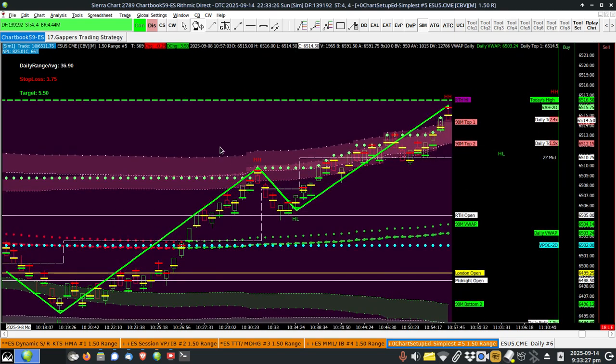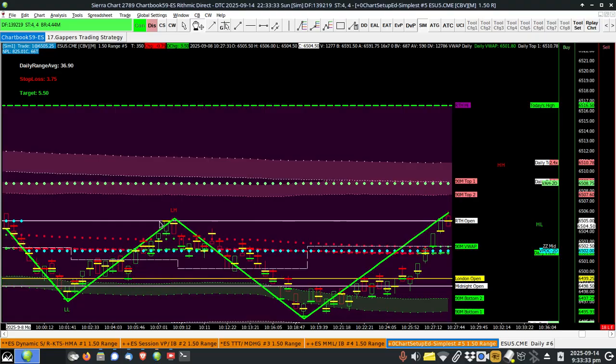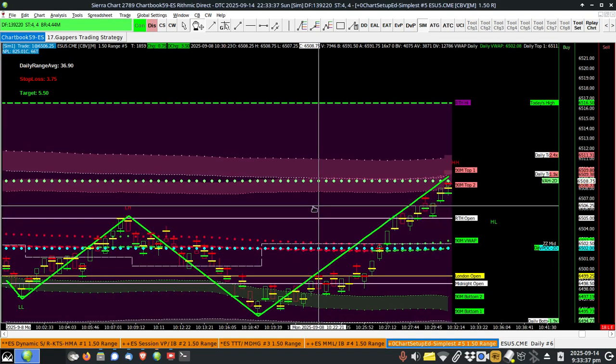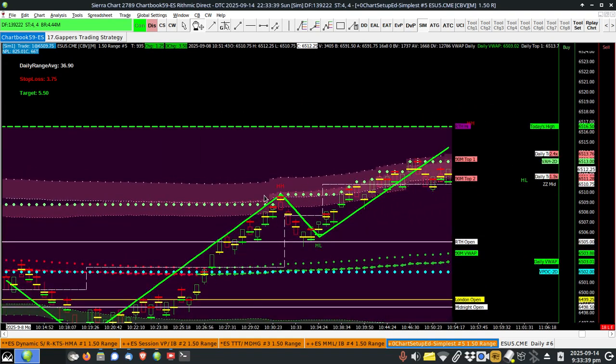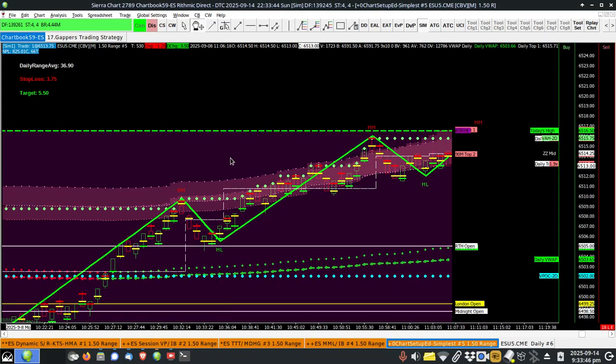Look at that. Now, back down, resistance. See where that resistance was? The RTH open, resistance. Resistance, now it's going to become support. Very classic move. Support, boom. Round to the upside, boom. And of course, up to today's high.